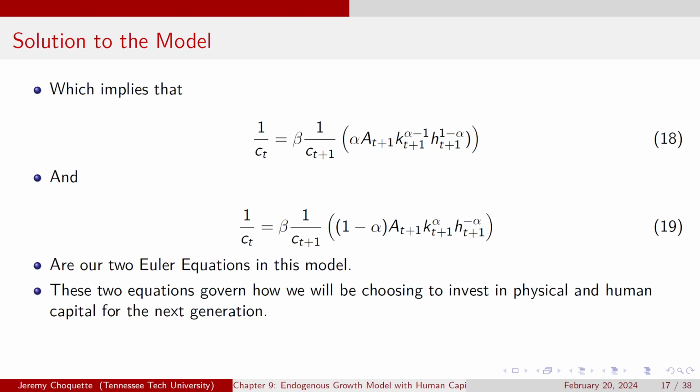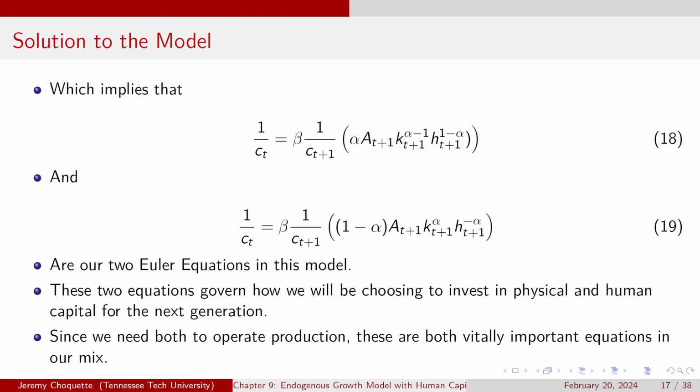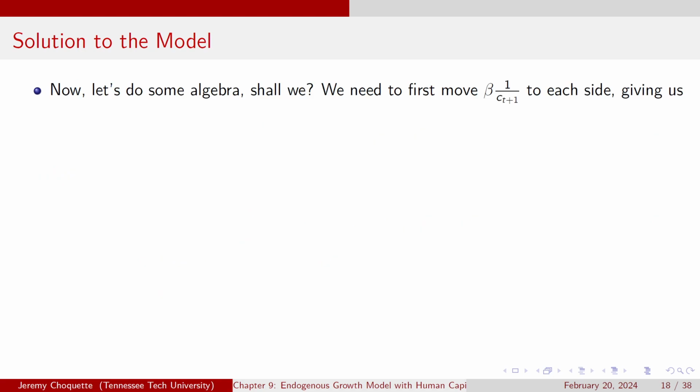And these Euler equations govern how we're going to be choosing to invest in physical and human capital for the next generation, or just for us in the same generation. Again, either way that you want to think about it works for me. I'm more partial to thinking about it in terms of investment in our kids' future, but as we'll get to in some examples later on, it does make sense to also think about it in terms of investing in your own future. So you need both in order to operate production, right? You need the stuff, the things to produce things, and you need the ideas to produce things as well. And they're both vitally important equations in our mix.